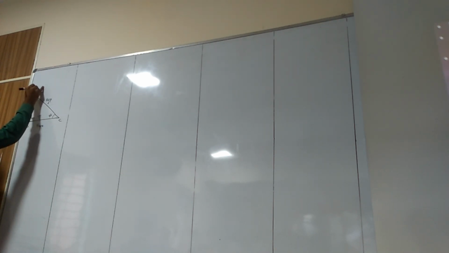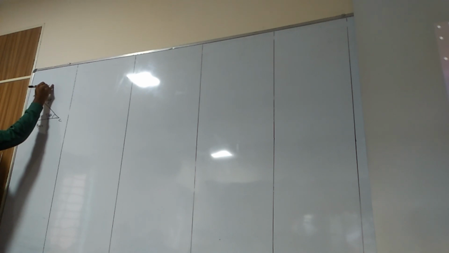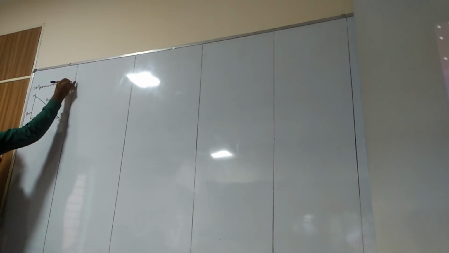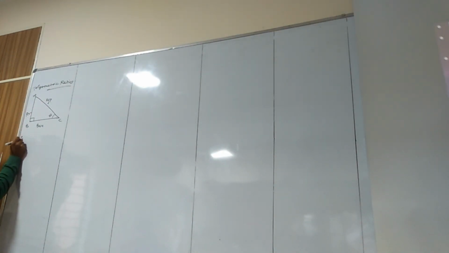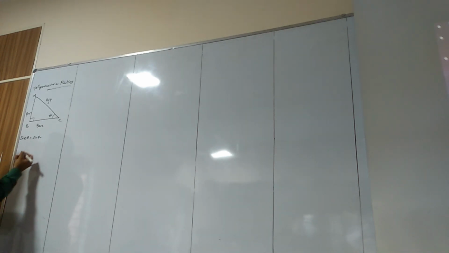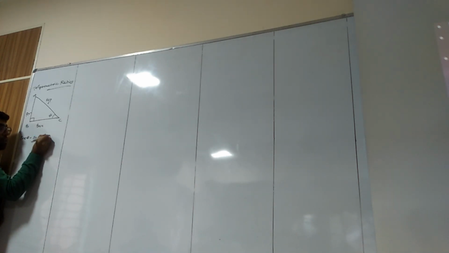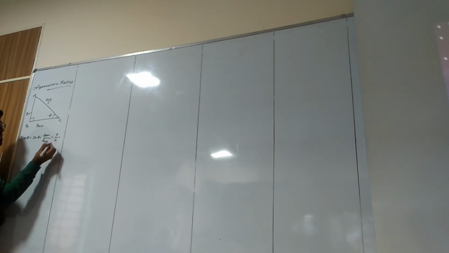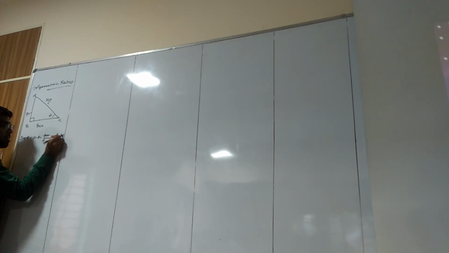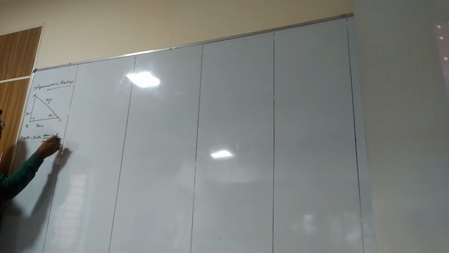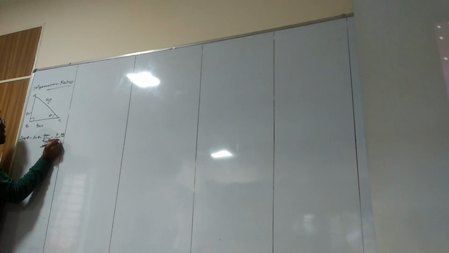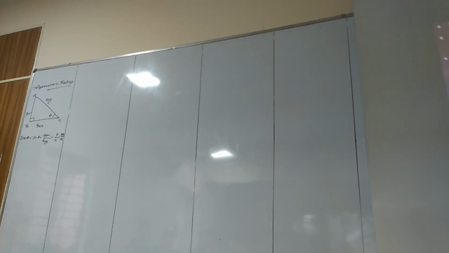Write trigonometric ratios. Sine of theta, which can be expressed as sin theta, is called perpendicular divided by the hypotenuse, which is P by H. For this triangle, it is AB by AC. Doubt?